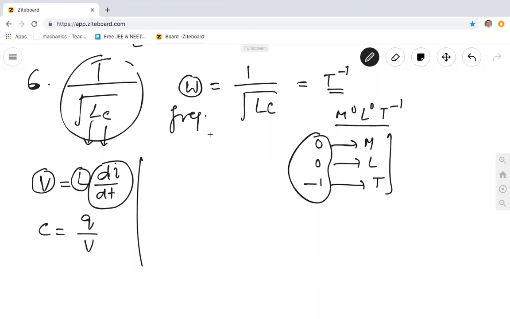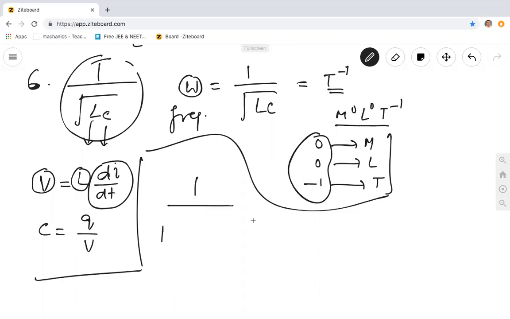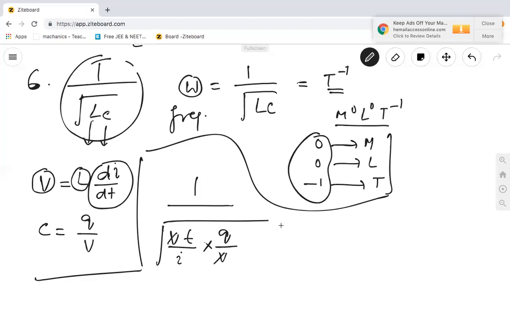Now let me do it this way by substituting the values. It is 1 by root of, what is L? That is this voltage into this time divided by this current. After all, dt, a small time interval, has the same dimensions as time, and small current has the same dimensions as current. And what is C? That's Q by V. V and V cancel.